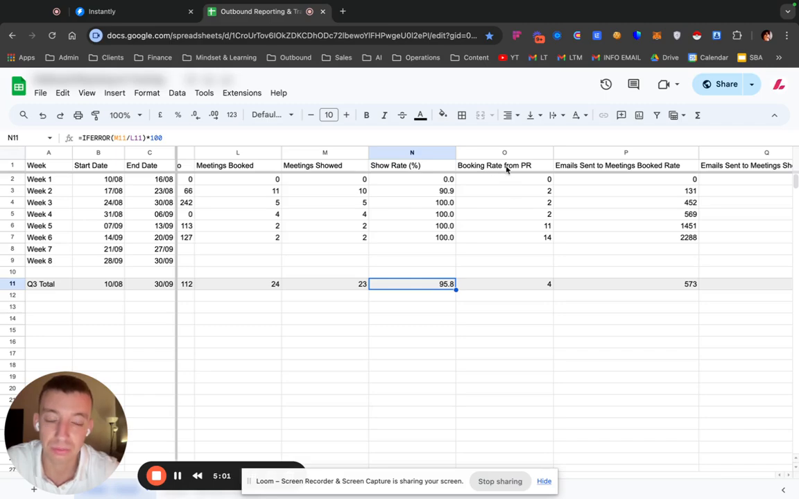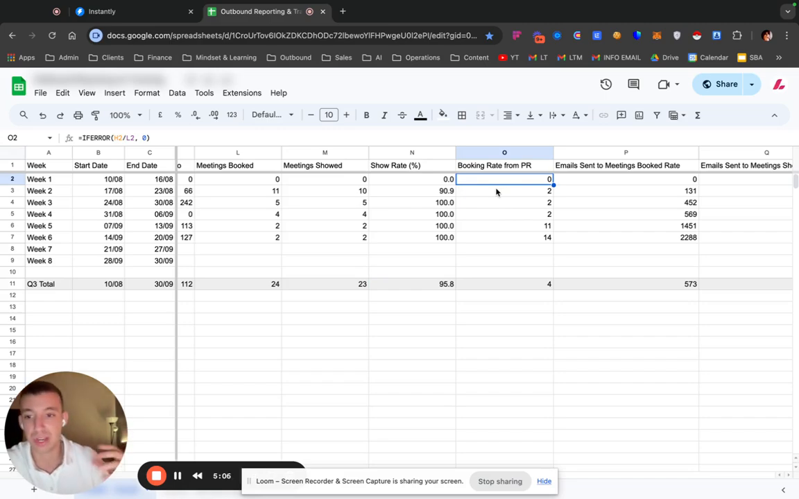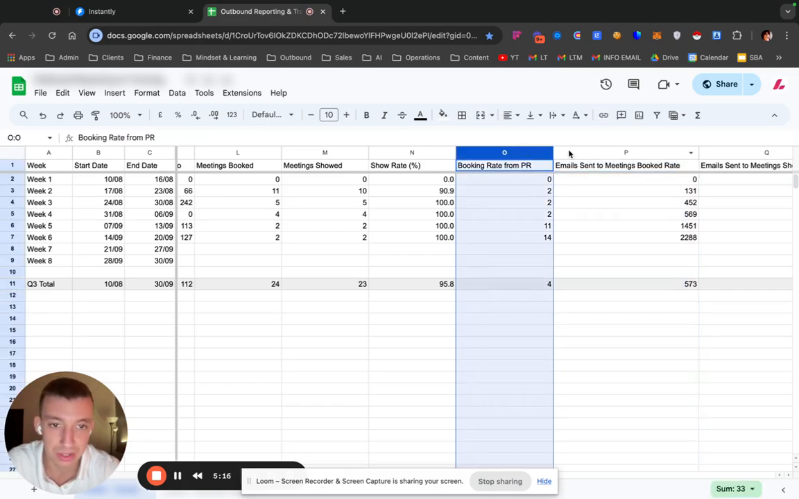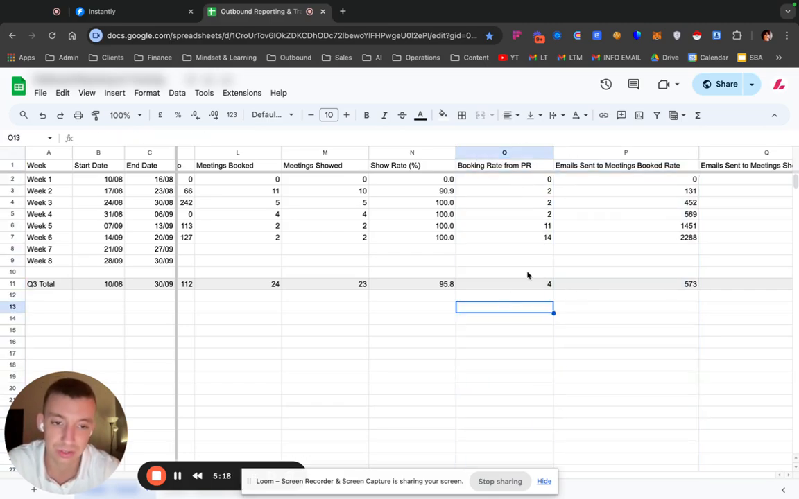Booking rate from positive response. So basically, this gives you a good indication of how many positive responses you're getting, but then how many people you're actually booking in off of those positive responses. So right now we're getting 4. So basically, 1 in 4 positive responses we're booking in a meeting. I actually might add a percentage here just so we can see, like, this is obviously 20%. Sorry, 25%.